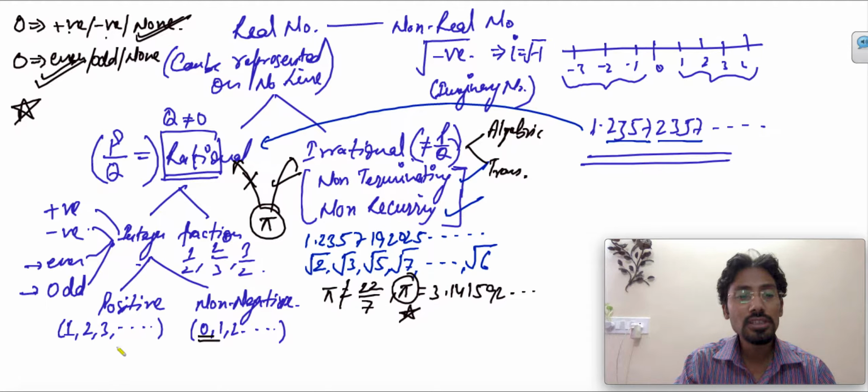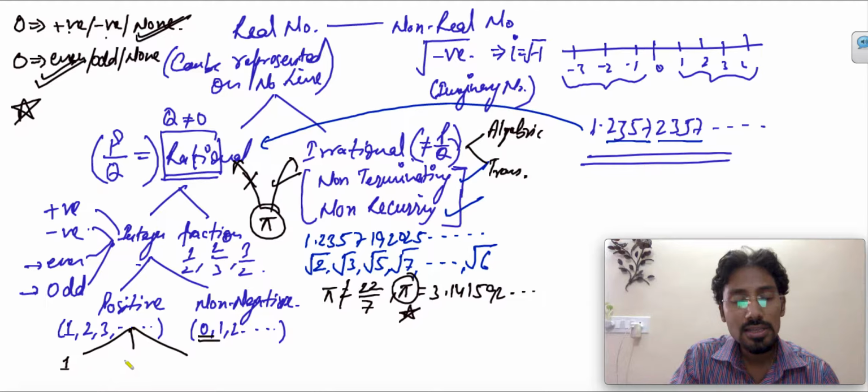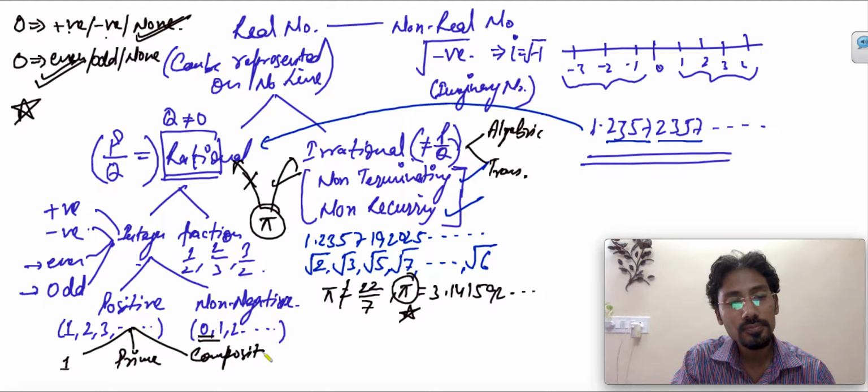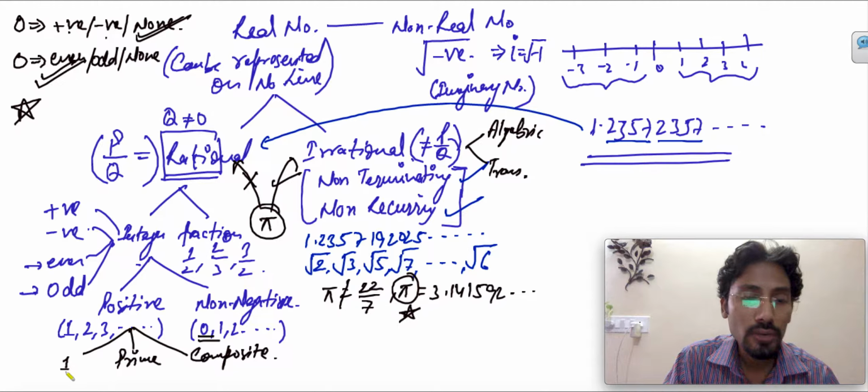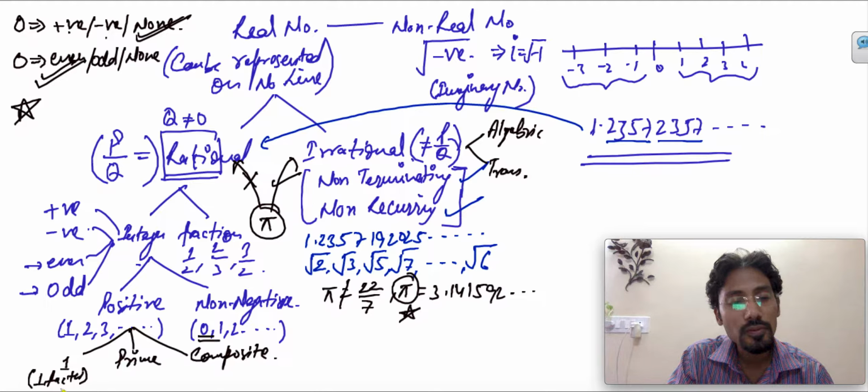Now, positive integers can further be categorized into three broad categories. One category is entirely enjoyed by 1. The second category is enjoyed by prime numbers. The third category is enjoyed by composite numbers. Now, 1 is entirely one of the categories because 1 is the only positive integer which has exactly one factor. 1 is the only factor of 1.